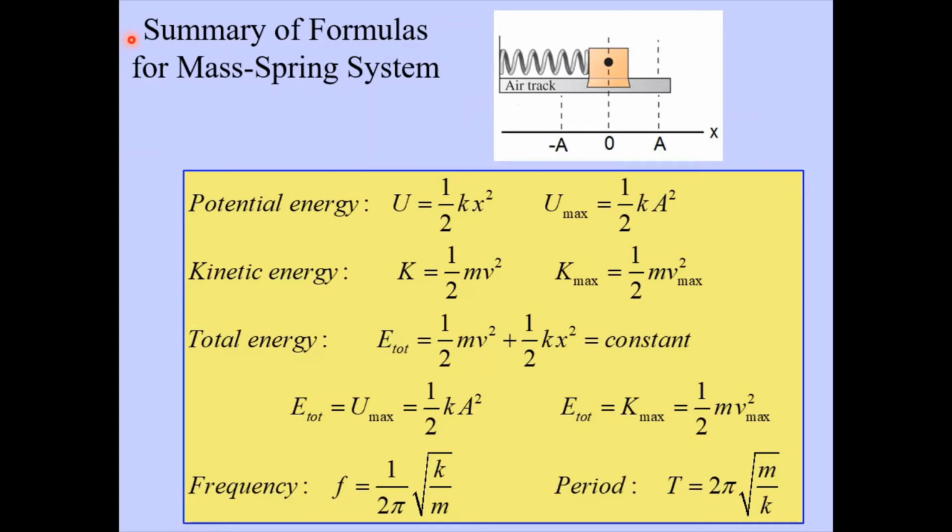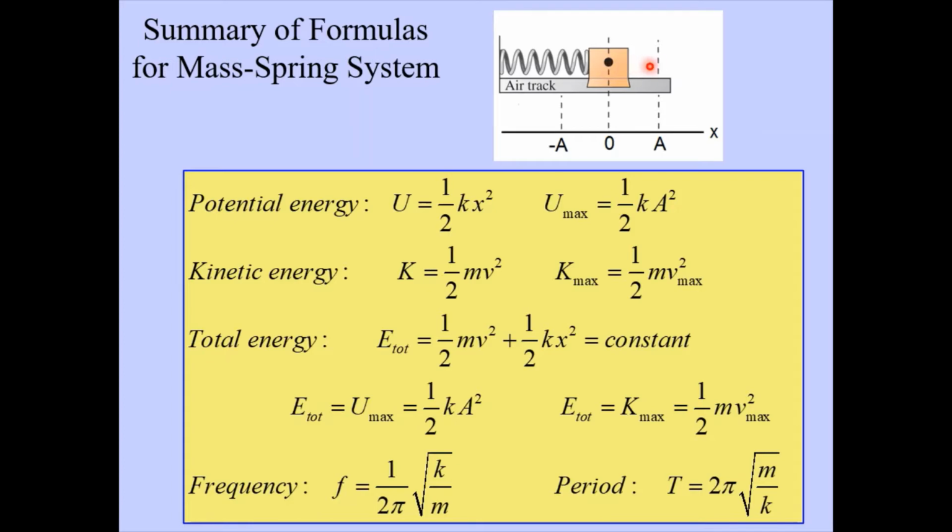This slide is just a summary of the formulas that we've just introduced for the mass spring system. Remember that the idea here with a mass spring system is we have a mass on the end of a spring, and this mass is going to oscillate back and forth. The central position here is what we'll call our origin. That's when x is equal to 0, meaning the spring has not been stretched or compressed. This is the relaxed position of the spring.